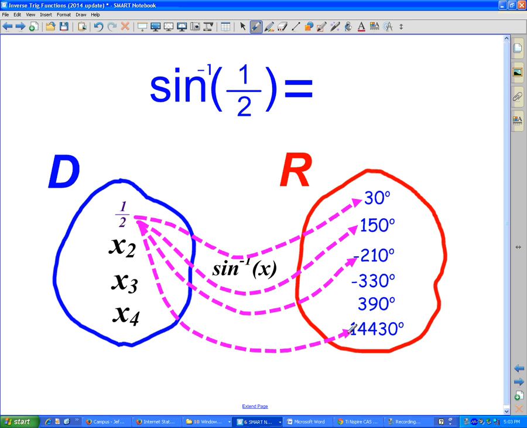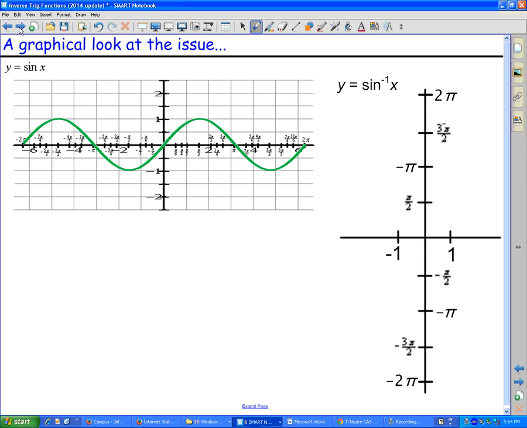You could try this on your calculator. Make sure you're in degree mode, but start plugging these angle measurements into sine. Just do sine 30, sine 150, sine negative 210, sine negative 330. Every single time, your answer will be 1/2, 1/2, 1/2, 1/2. And so here's our question today. Here's what we're going to try to decide. How can we create a function relationship for inverse sine when clearly at the present there isn't one?